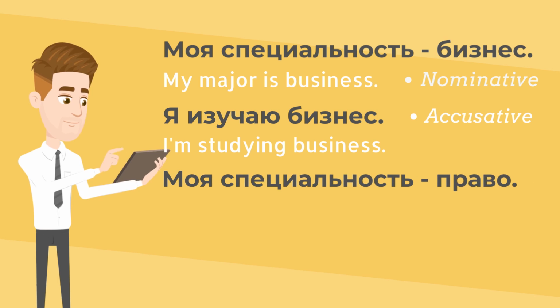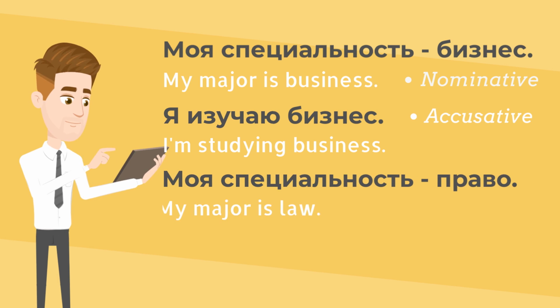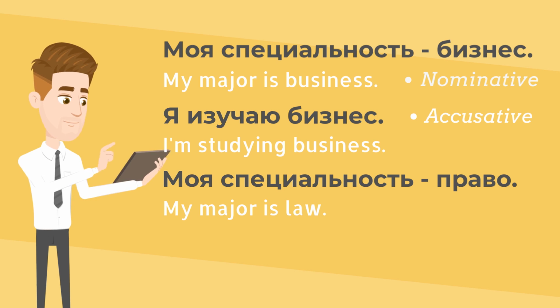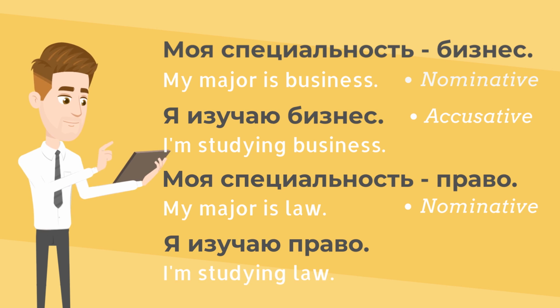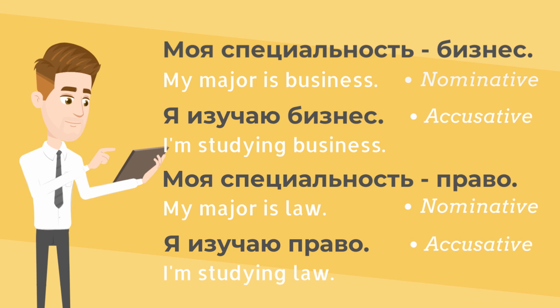Моя специальность – право. In this sentence, право is in the nominative case. Я изучаю право. In this sentence, право is a direct object of the transitive verb изучаю in the accusative case. And this is a neuter noun, so no change for the accusative.